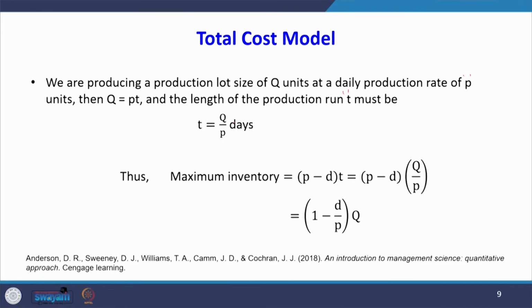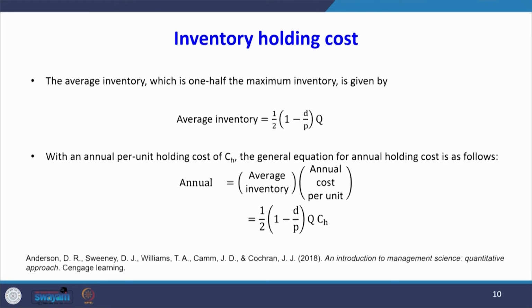Now, we substitute the value of T into our maximum inventory formula. The maximum inventory is P minus D multiplied by T, and instead of T we substitute Q upon P. When we simplify this, we get 1 minus D by P, multiplied by Q. Now, the average inventory is one half of the maximum inventory, so we divide the previous expression by 2: 1 by 2 multiplied by 1 minus D by P, into Q.